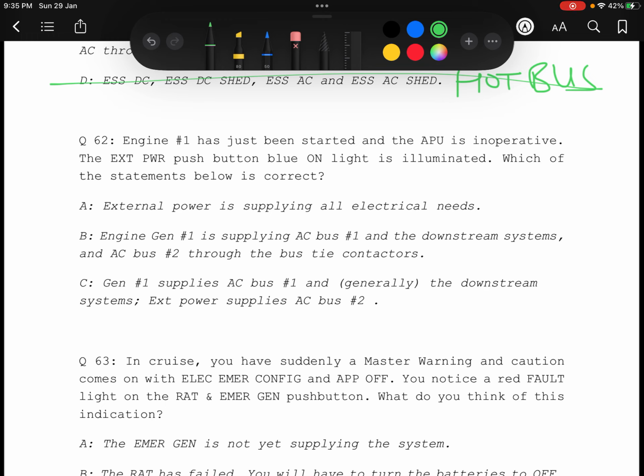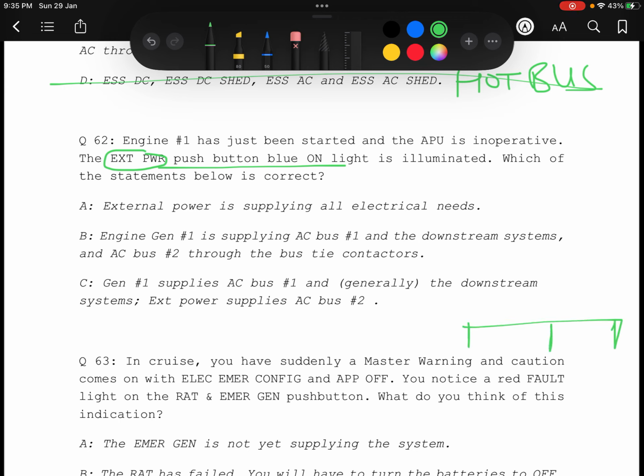Question number 62. Engine 1 has just been started and the APU is inoperative, right? You have just started engine number 1 and the APU is inoperative. The external power push button blue ON light is illuminated. Which statement is correct? In this case, generator 1 is supplying AC bus 1, right? And we have external power. Because the external power push button is blue, initially it is the external power.